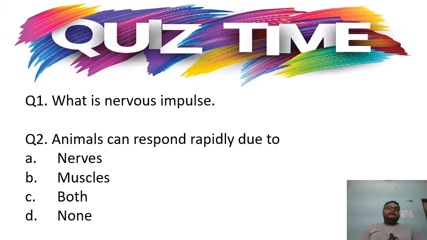Okay, students. Now let's attempt the second question. Animals can respond rapidly due to what? Does it respond rapidly due to only nerves or only muscles or both or none? Okay, students, tell me what is the answer? What will be the answer of it? Animals can respond rapidly due to nerves, muscle, both or none.